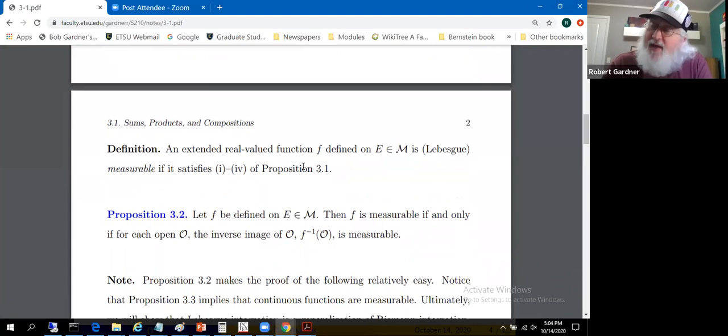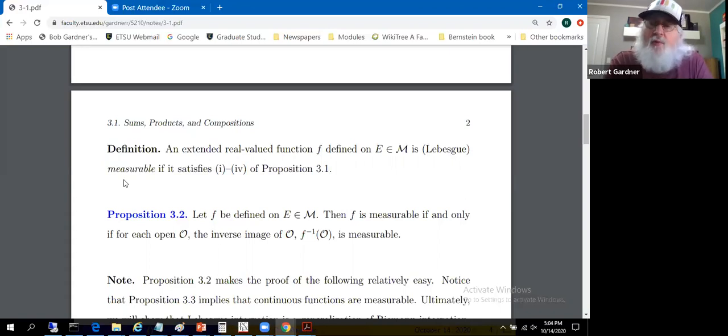An extended real-valued function defined on a measurable set is a measurable function, or Lebesgue measurable function, if it satisfies any one of 1 through 4 in that previous proposition. If it satisfies one of them, it satisfies the other 3 as we just showed. So that's what we mean when we say measurable function.